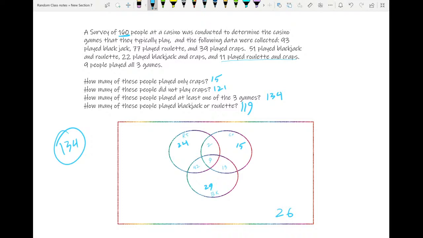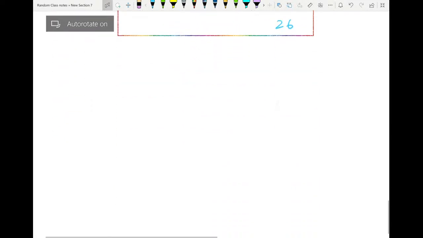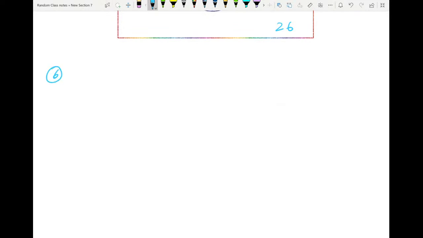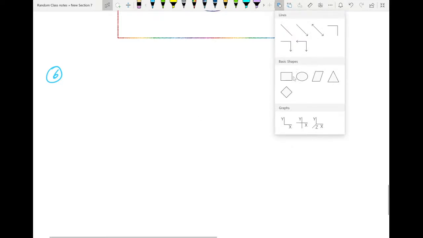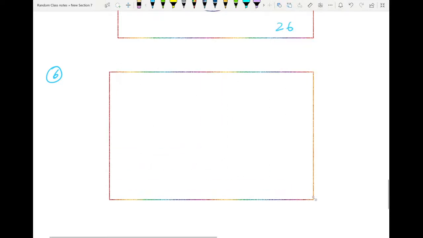All right, let's do number 6. All right, let's look at number 6. Take out your book and we'll do number 6. Let's look at the Venn diagram.